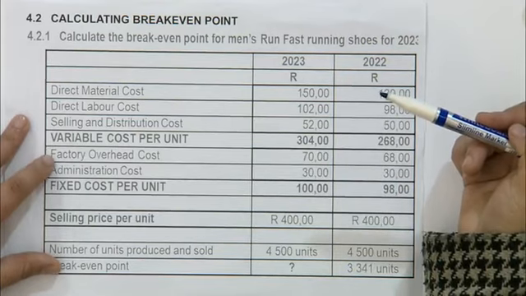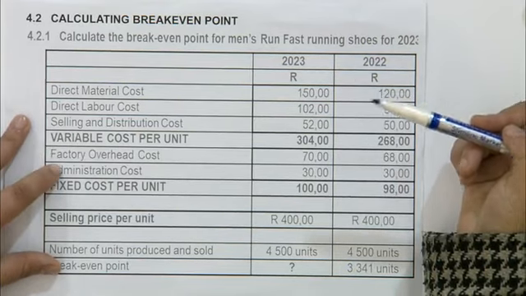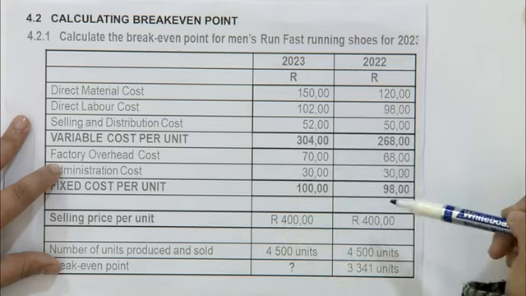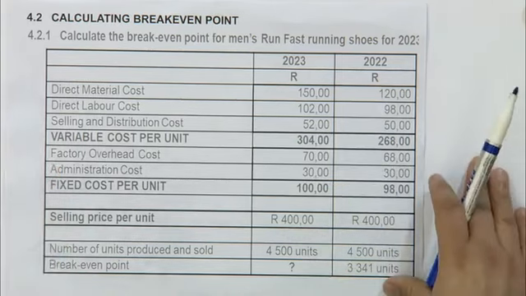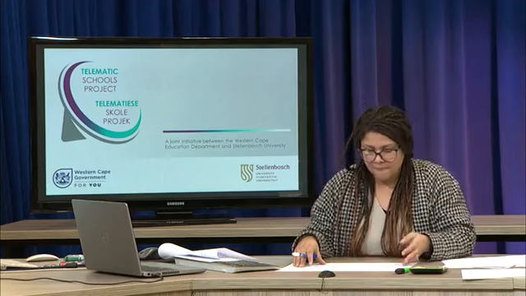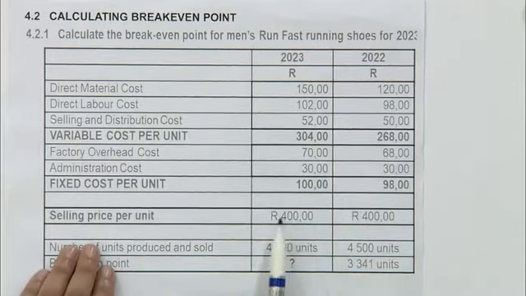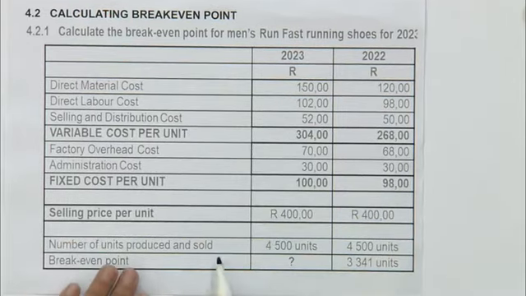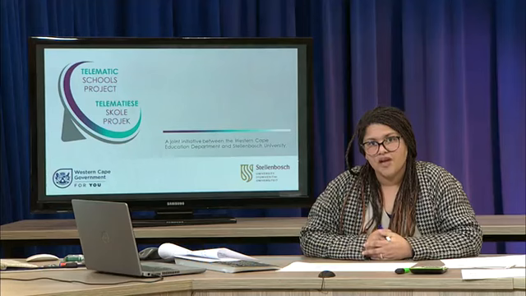Then they give us factory overheads and admin costs. Once again, they were being very kind to show it to you, something you must know on your own, okay? And then they give us our selling price per unit and the number of units sold, okay, which is 4,500.